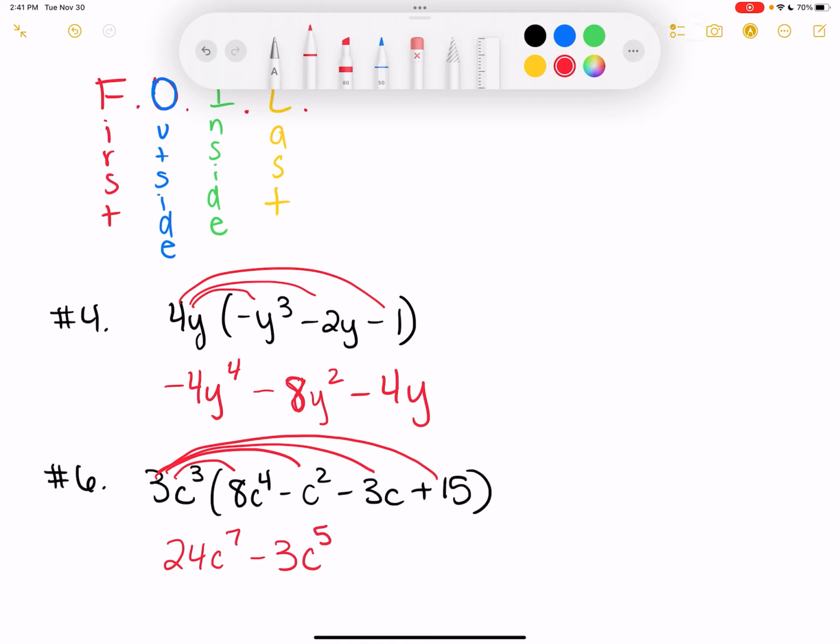Negative 3c to the 5th. 3c cubed times negative 3c is negative 9c to the 4th. 3c cubed times 15. Is it just 45c to the third power? Plus 45c cubed. Yeah.